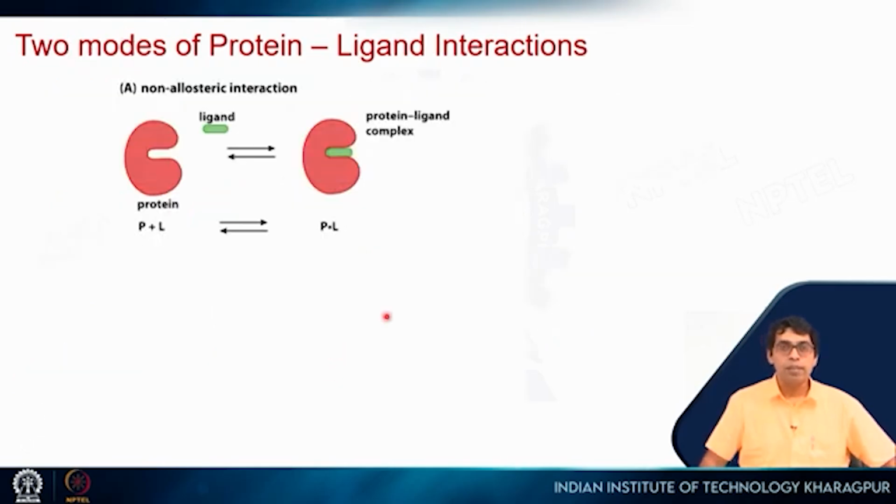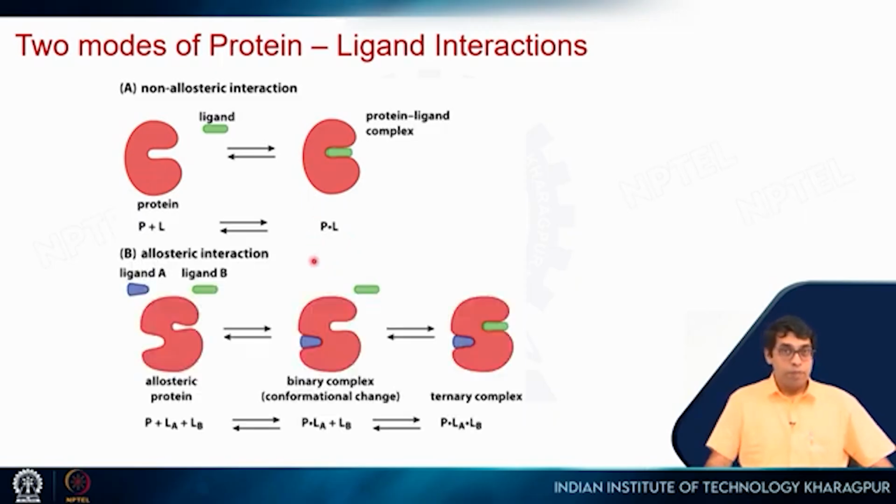So, let us look at the general features of protein ligand interaction. One type of protein ligand interaction is this, where the protein is there and it will bind to the ligand and it will form the protein ligand complex. So, typically we represent it by this equation where P is the protein, L is the ligand. So, both are free and then they come together to form this protein ligand complex.